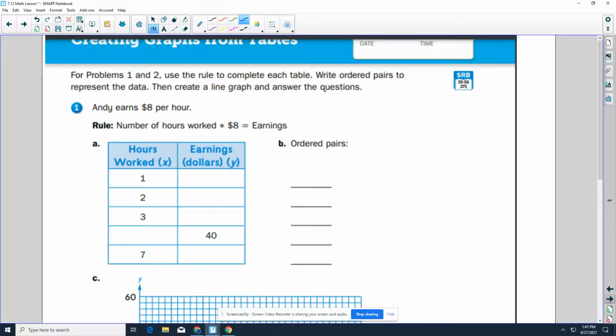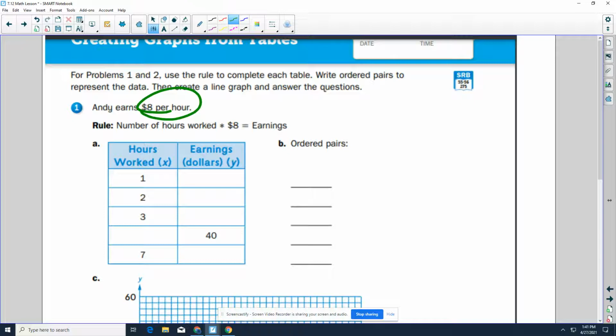Okay. Now, let's look at problems 1 and 2 here. It says use the rule to complete each table. Write the ordered pairs to represent the data. Then create a line graph and answer the question. So let's look at this. We see Andy earns $8 per hour, so he's not making near as much as she was. But $8 per hour, number of hours worked multiplied by 8 equals his earnings.